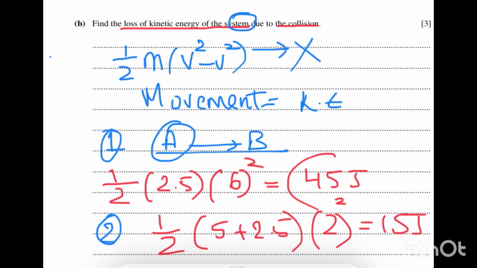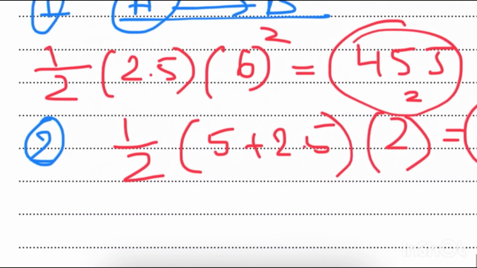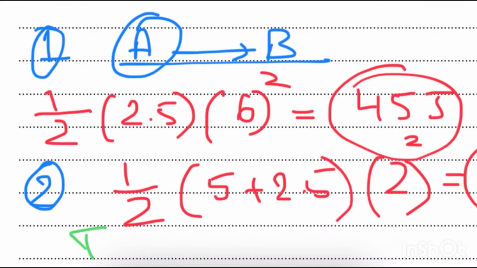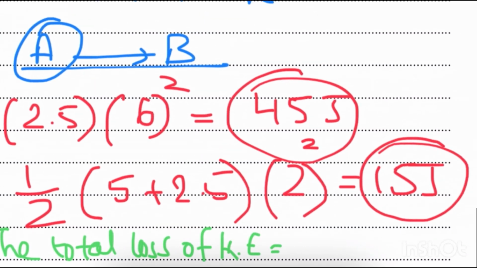45 joules is the initial kinetic energy, and this 15 joules is the final energy in the system. So we need to subtract those to find the loss. So 15 minus 45 is minus 30. That means that the total loss of kinetic energy was 30 joules.